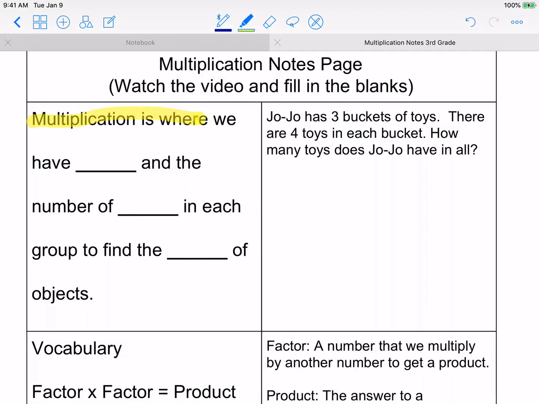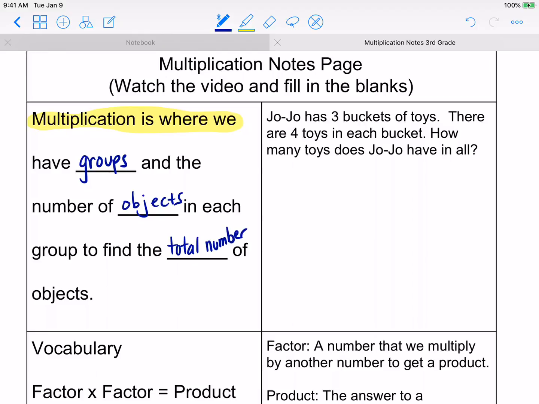So, multiplication is where we have groups and the number of objects in each group to find the total number of objects.